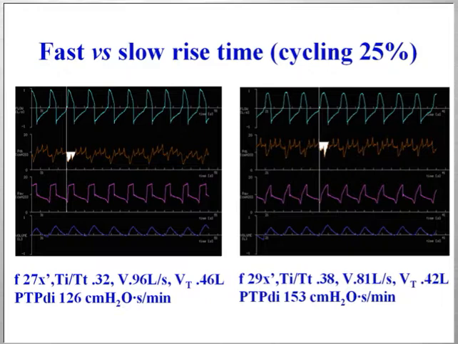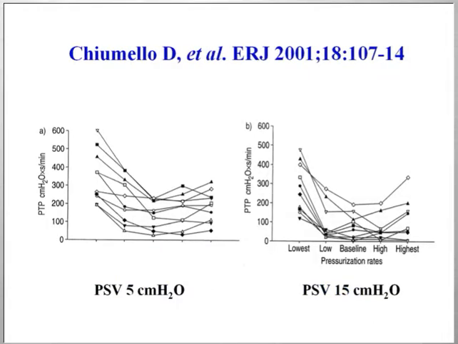Just in this individual, you can see that there are no major differences in breathing pattern, which is shown here in terms of respiratory rate or Ti/Ttot or tidal volume. Nevertheless, there is a marked difference in inspiratory muscle effort as evaluated by the pressure time product of the diaphragm.